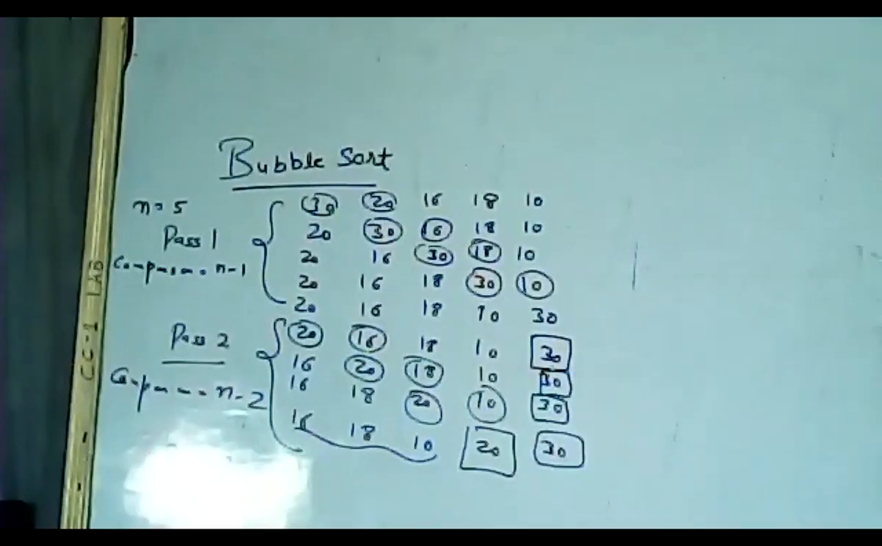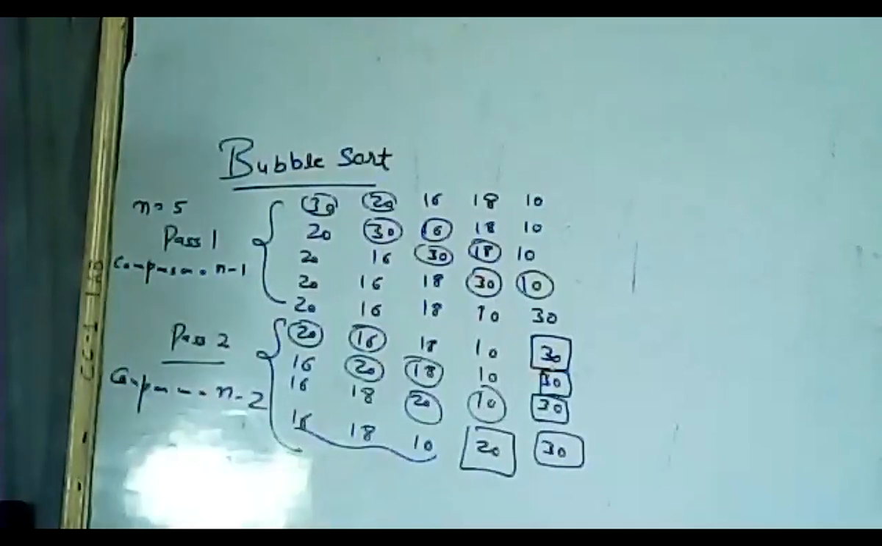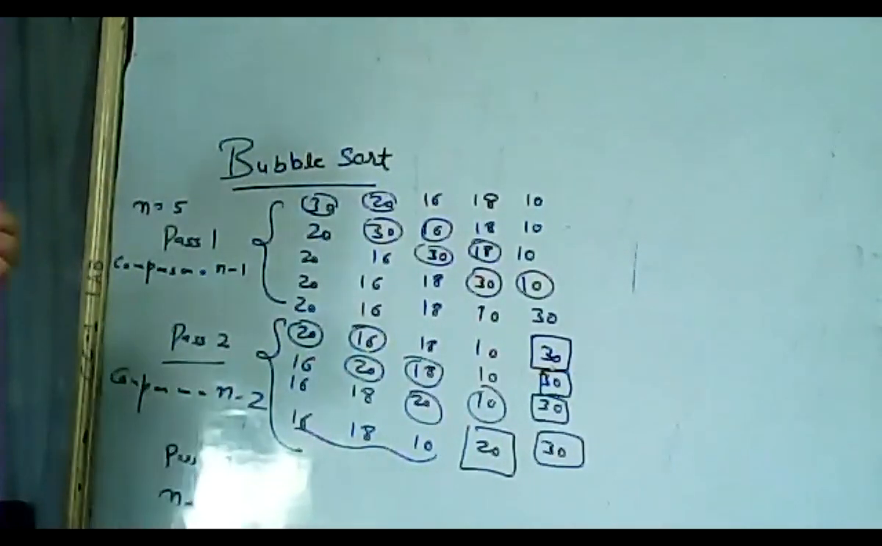Sir, if two elements are the same, then we can leave that. We will not compare those because those are going to remain on the first and the second position only. Okay? Why is this algorithm called bubble sort?